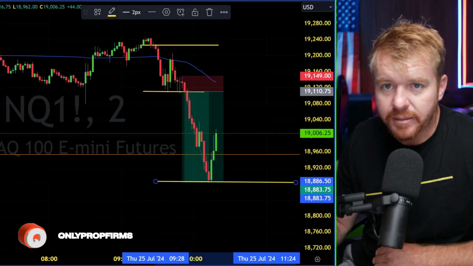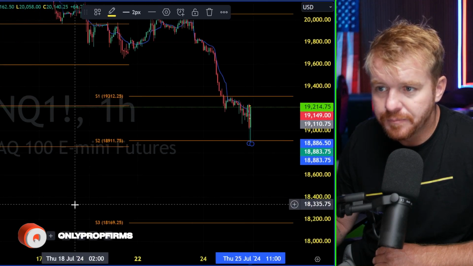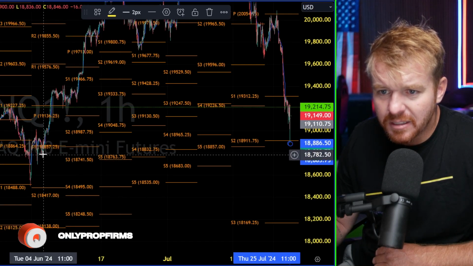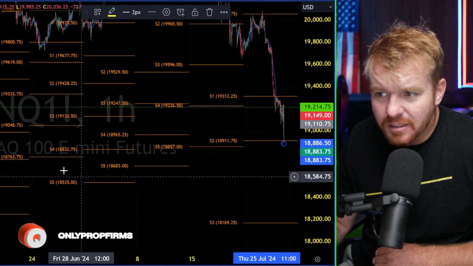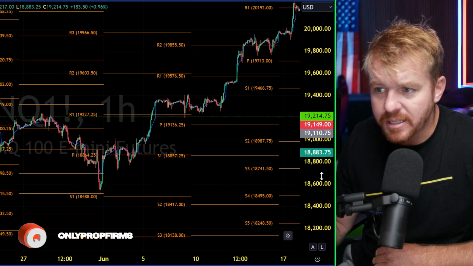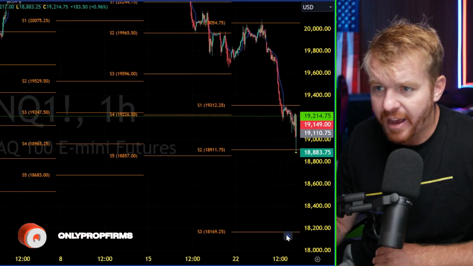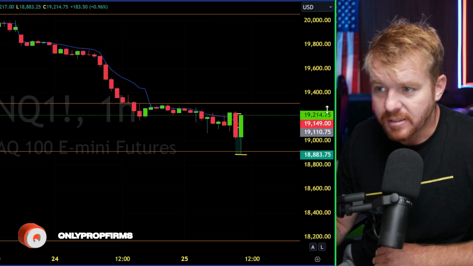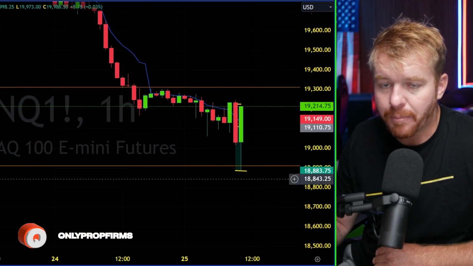Let me see. Go back to the hourly chart here. On the hourly chart, there's some support there, 860s. That's exactly where it bounced and pushed right back up.